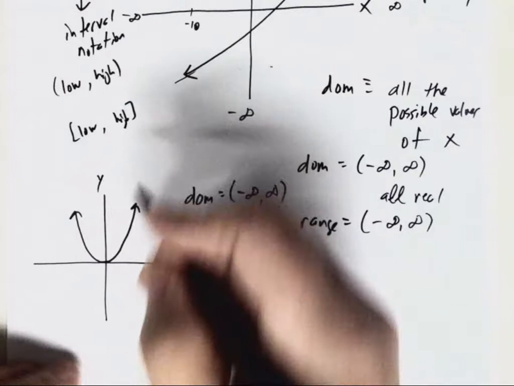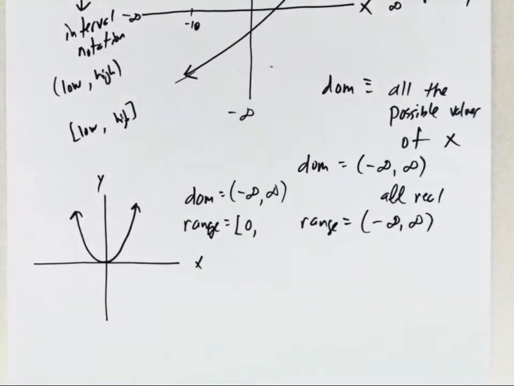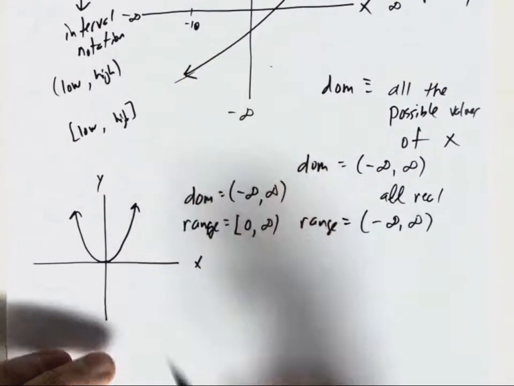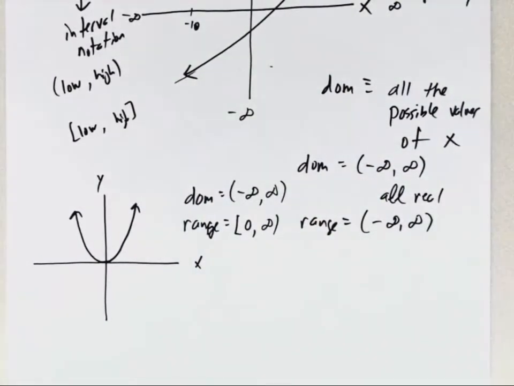Now what's the highest? What's the largest value of y that this graph goes to? It keeps going up forever. So those are the basic ideas of domain and range.